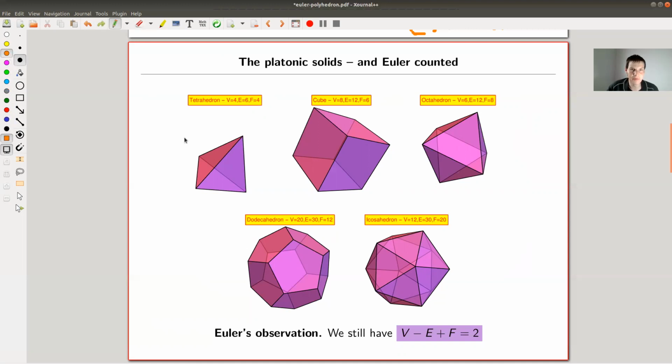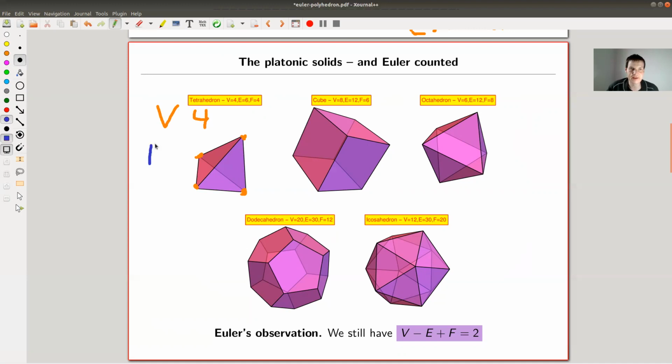It has obviously 4 vertices. They are not really hard to find. Here's one. It's a pyramid, right? Here's one. Here's one. It's a pyramid with a triangle as its base. So you have 4 vertices. So V is 4.